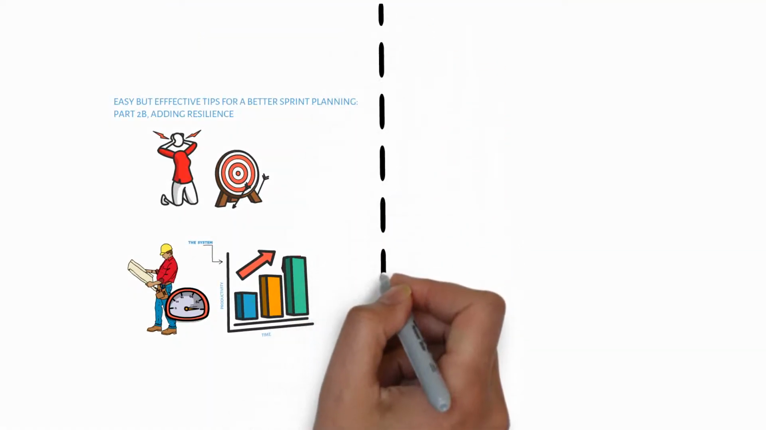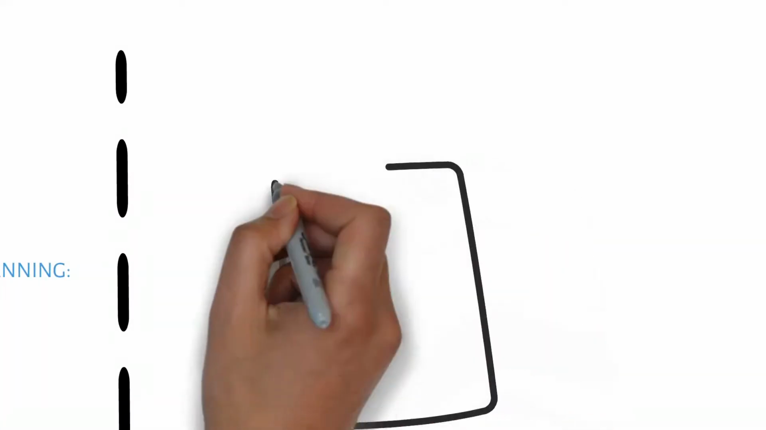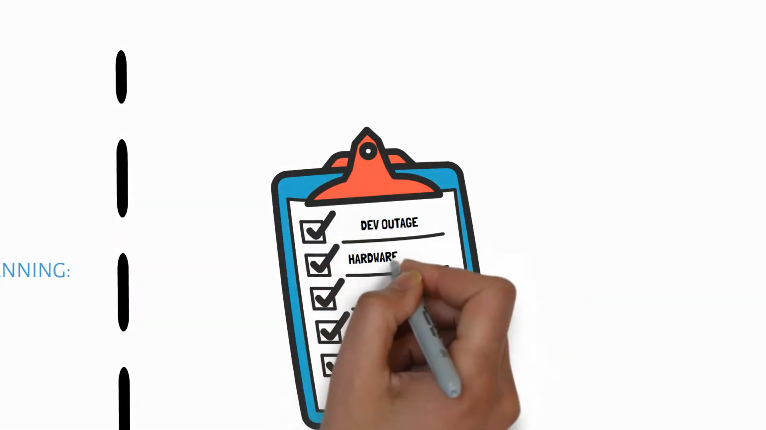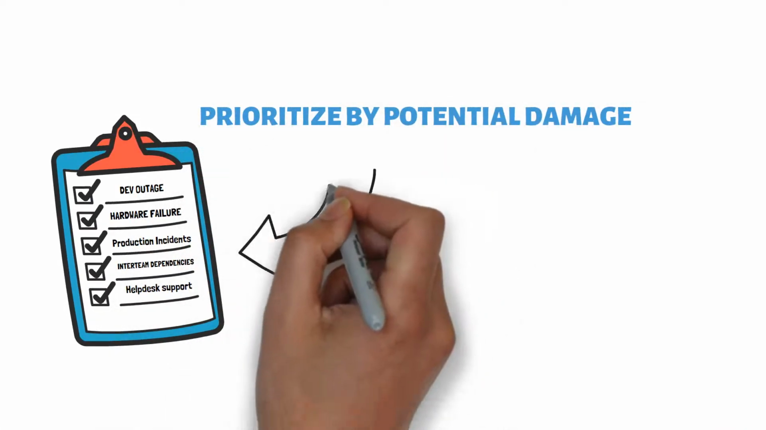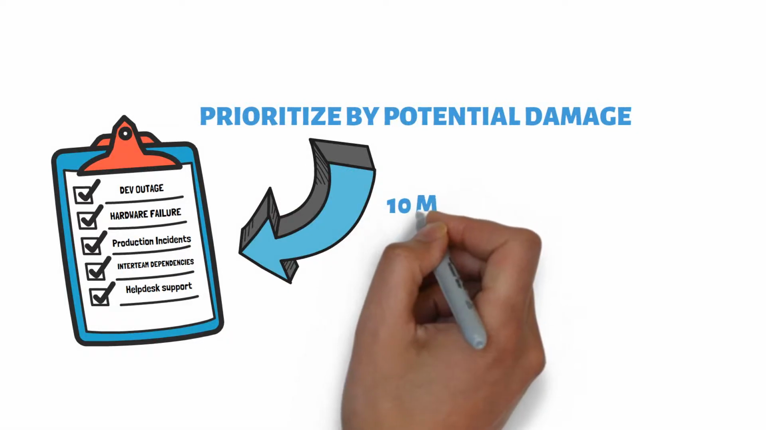The technique is as follows. Ask your team to produce a list of the damaging things in their environment that they cannot control or influence. Then ask them to prioritize this list by the potential damage it can cause to the sprint. Give them 10 minutes.